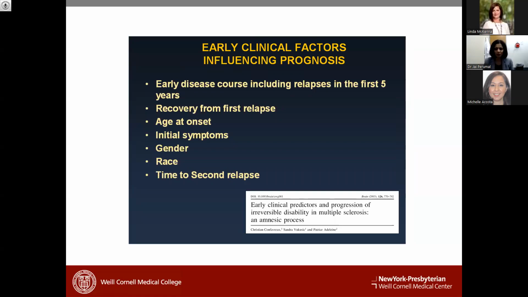So what are some of the prognostic factors that we can use in terms of determining what is the best treatment or what level of immune suppression that patient might need? One is the early disease course. So if a patient, even when you saw them within a year, has 3 back-to-back relapses, they are going to maintain that pattern. Same thing, recovery from a first relapse. If a patient did not recover well from a first relapse, they tend to repeat that for their subsequent relapses as well. So they're going to be accumulating baseline deficits faster.